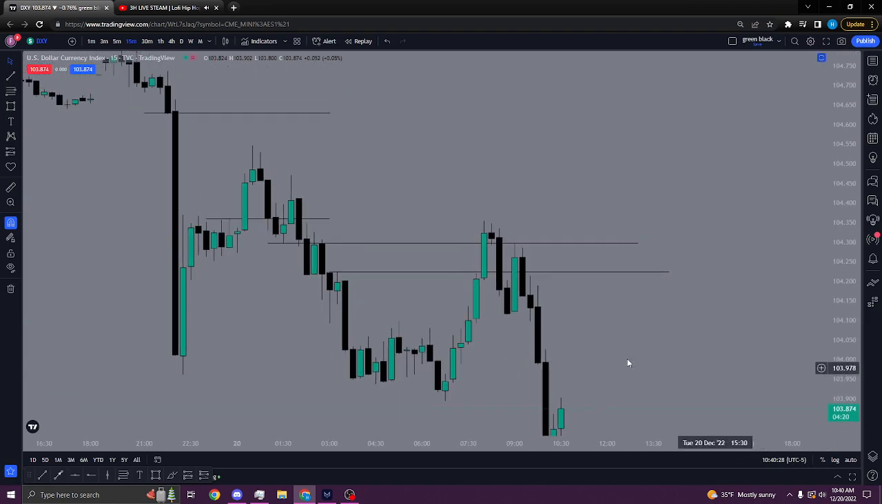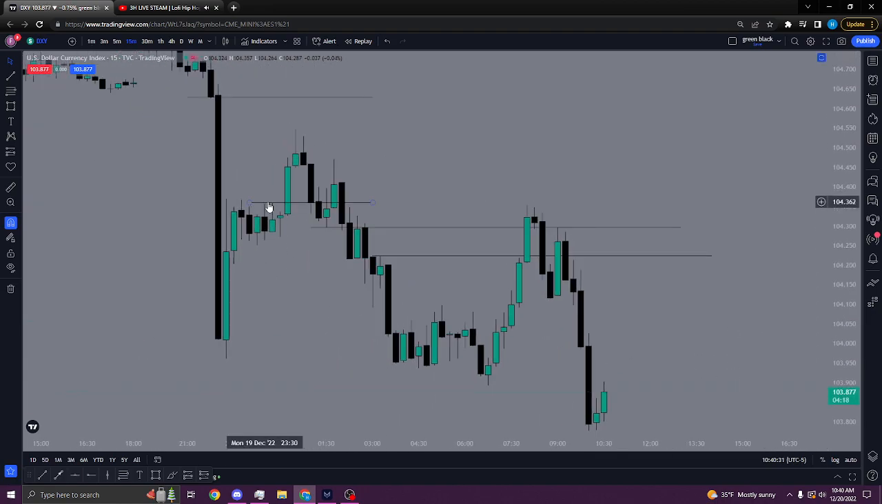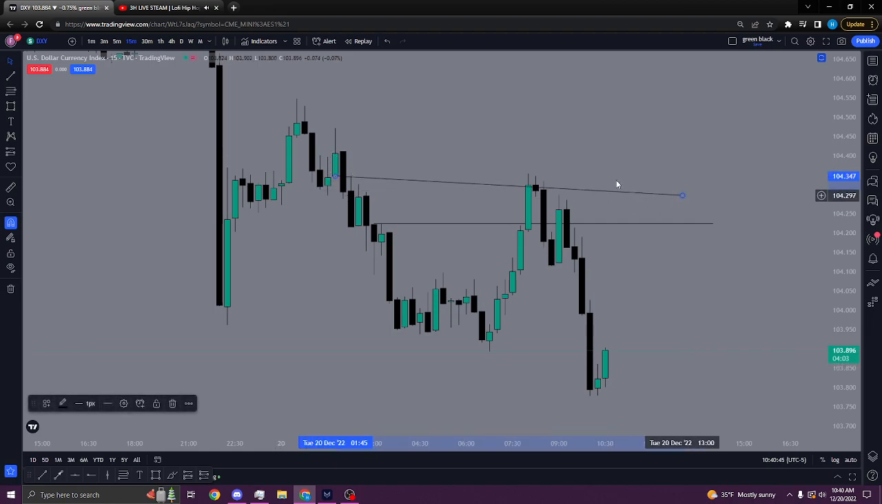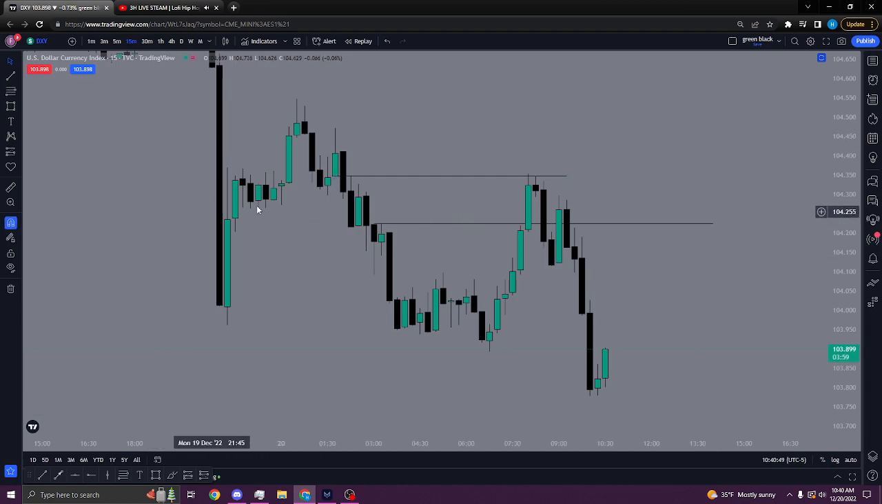So let's see. I'm gonna get rid of this because we weren't trading that. So as you can see, high to low, we have this last up close candle, which is a bearish order block. So we basically refine that H1 level into a 15-minute level.